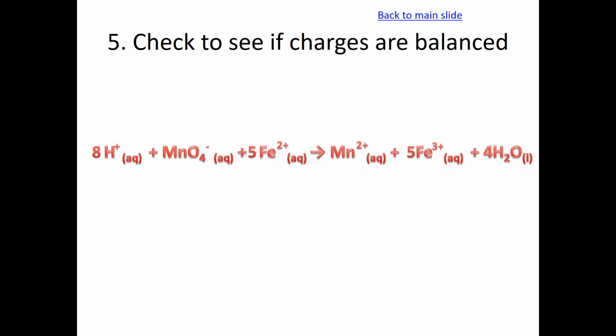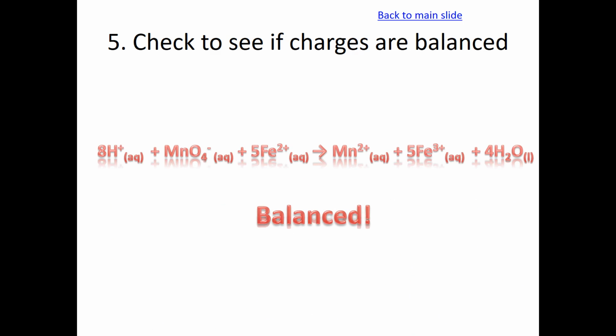The last thing we need to do is to check to see if the charges are balanced and that we have created a balanced reaction. So we've got 8 plus, 1 minus, and 5 2 pluses, and that's a total of 17. And on the other side, a 2 plus, the 5 3 pluses, and nothing for the water, again 17. So that we know now that this formula is completely balanced. And that's our balanced formula.